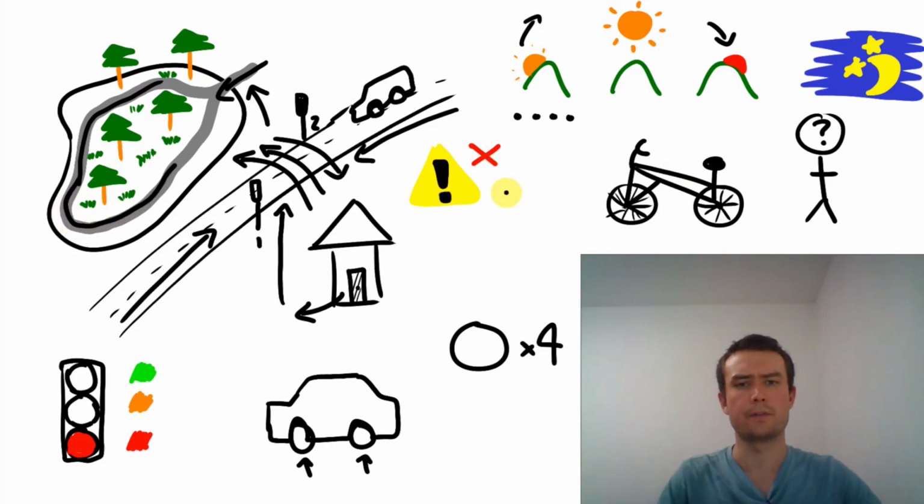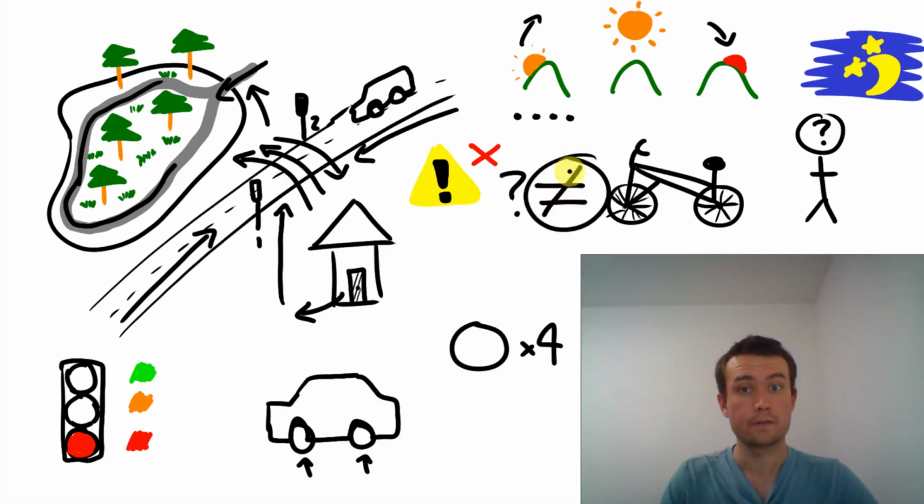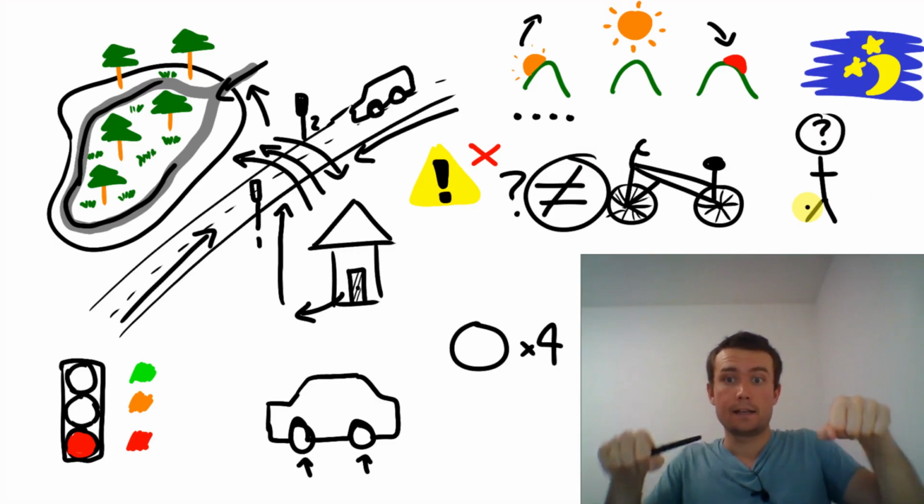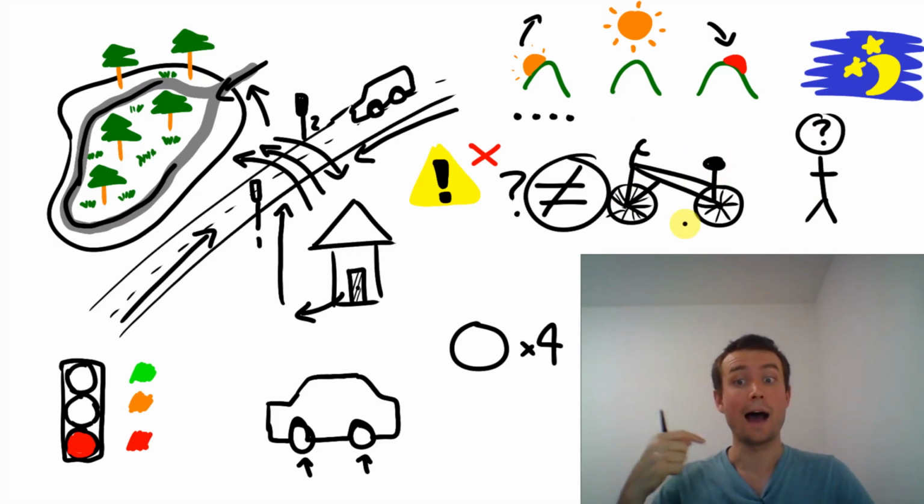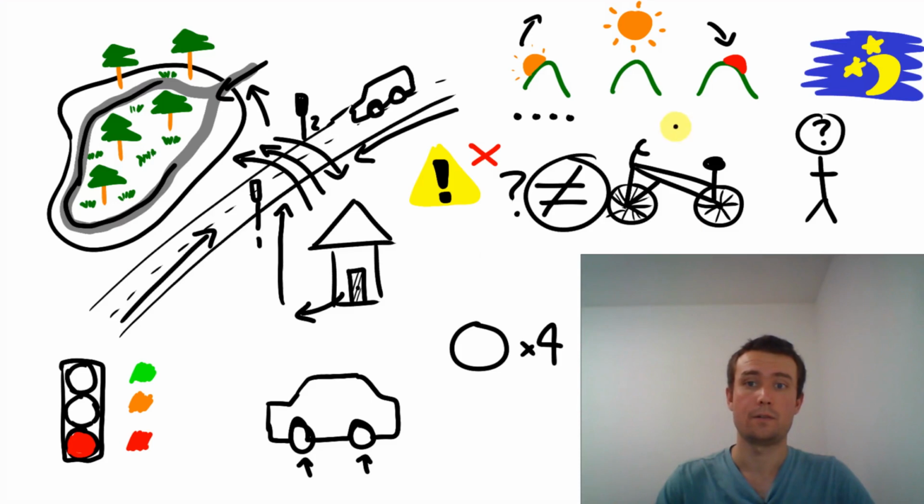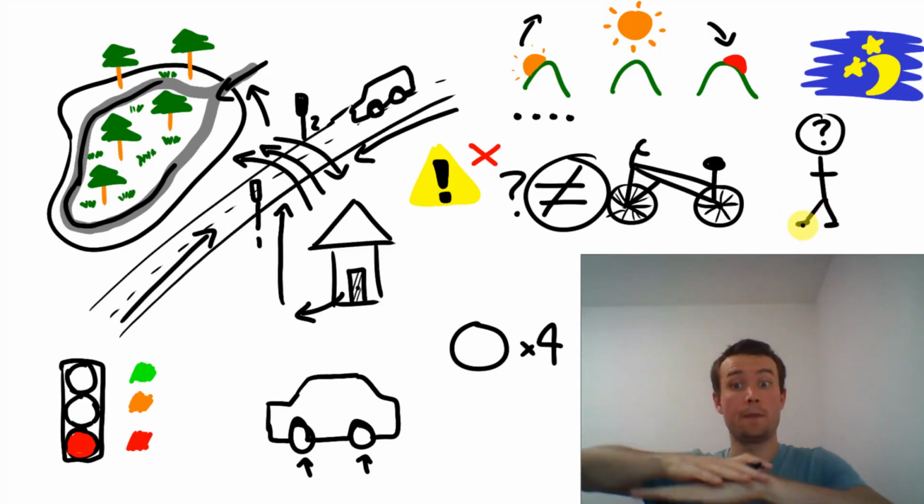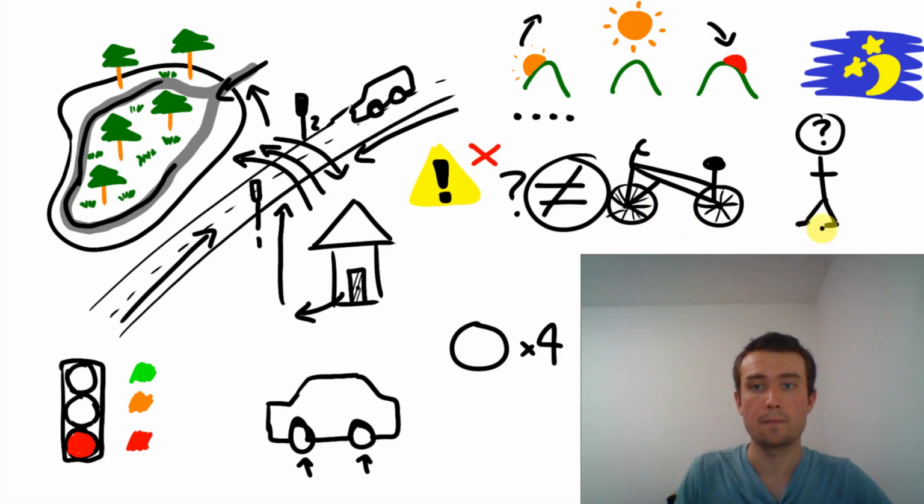What's different? The difference is that this person is riding a bike. I'm not riding a bike. My feet are on the ground.